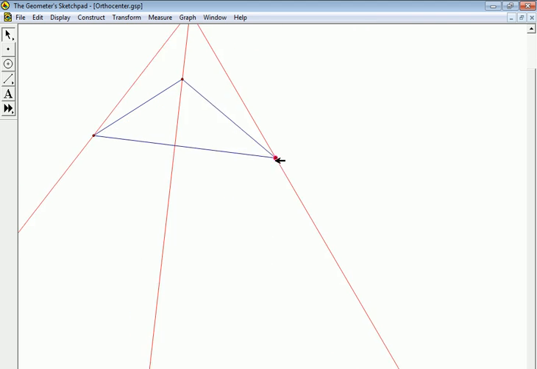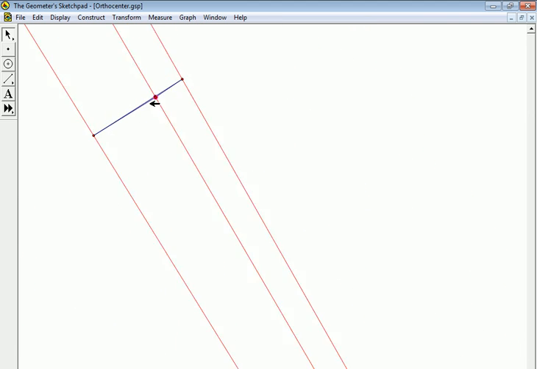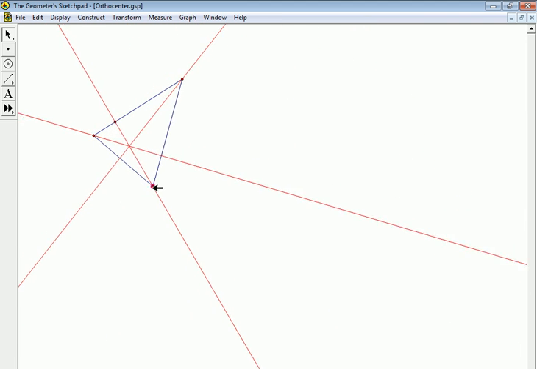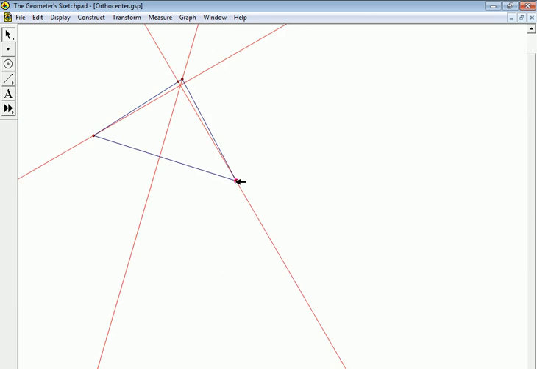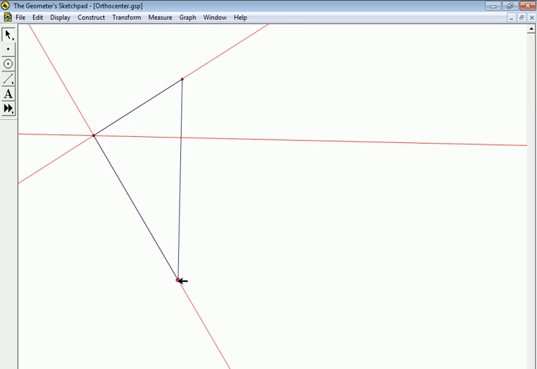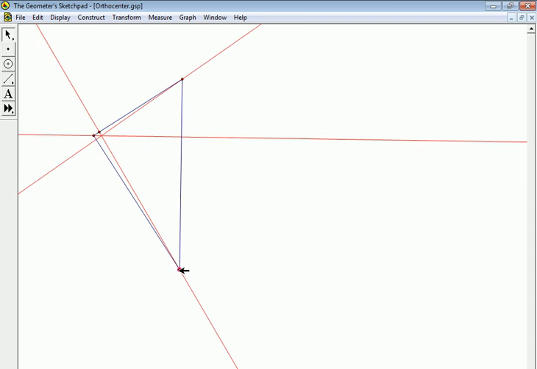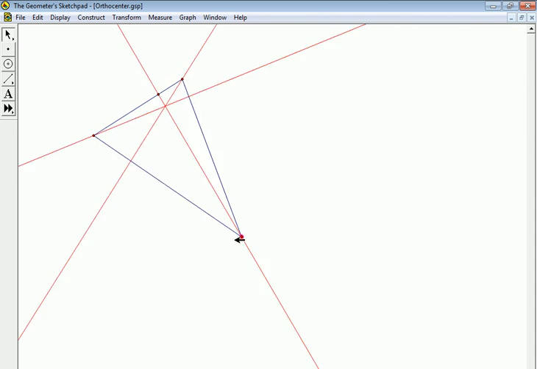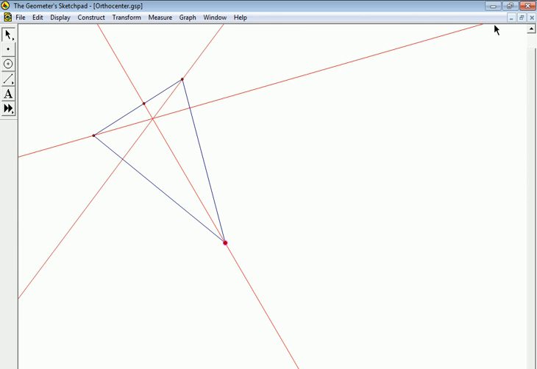Now this is the one that can be inside, outside. See, it's inside, it's outside, it's on. So the orthocenter could be a couple places: inside, outside, on. Got it?